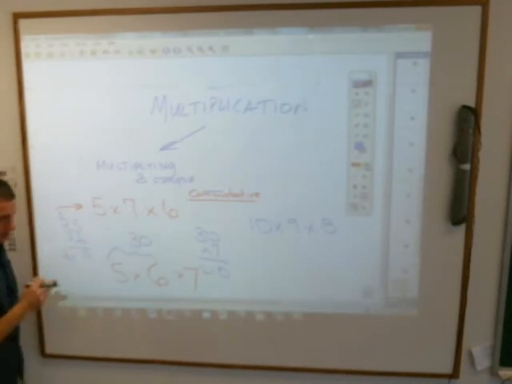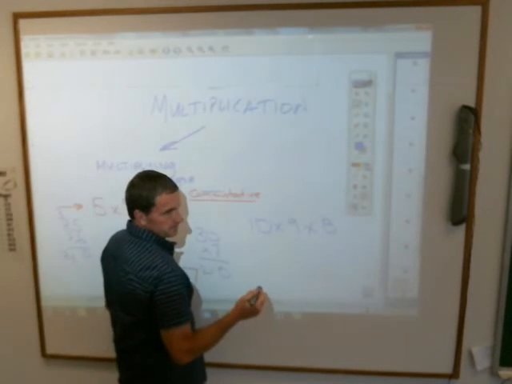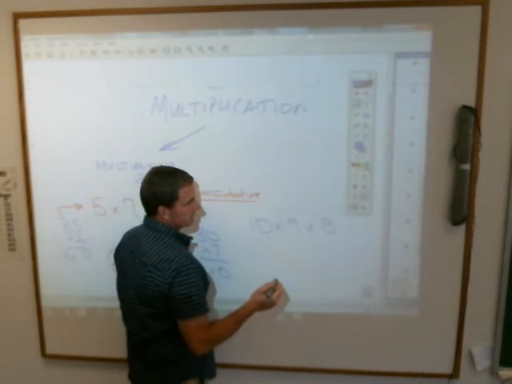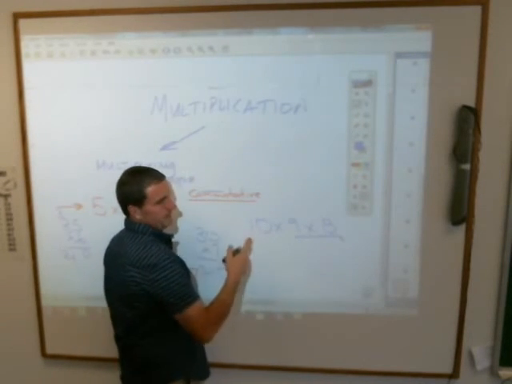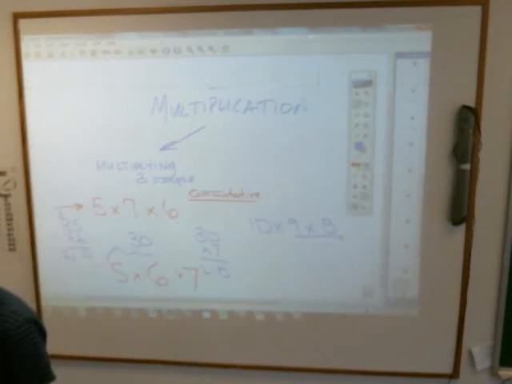Which two probably do you want to multiply first? Jake? 9 and 8. Why? Because 10 is the easiest thing to multiply by. Why is 10 easy to multiply by? What do you do when you multiply by 10? You just, well, just do what? Simply, John?